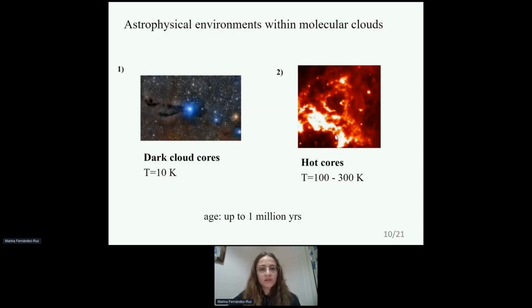These are the two scenarios that we are modeling. On the left-hand side, we have the dark cloud cores, which have very low temperatures, about 10 Kelvin. And on the right-hand side, we have hot cores, which have temperatures from 100 to 300 Kelvin. And in both cases, the age is up to 1 million years in the simulation.